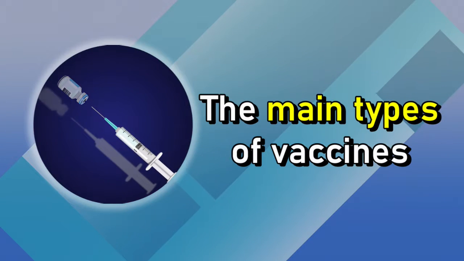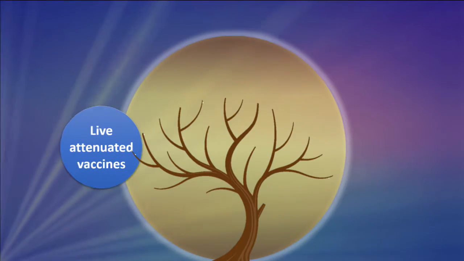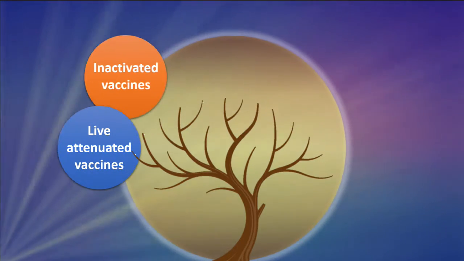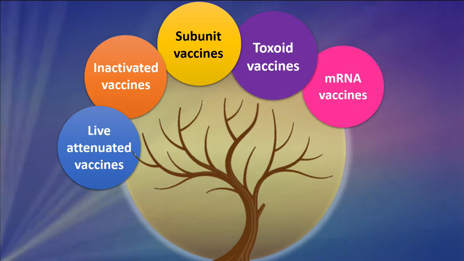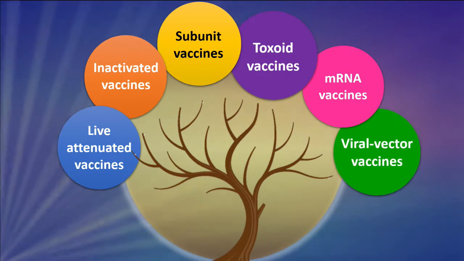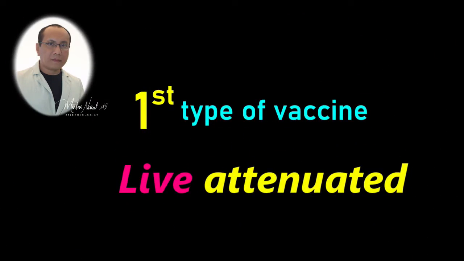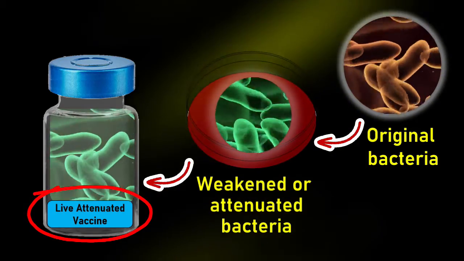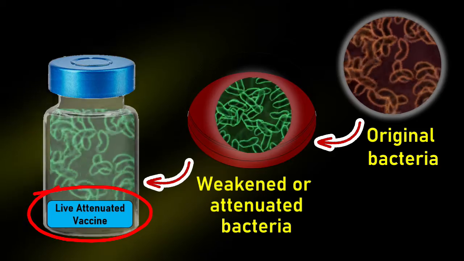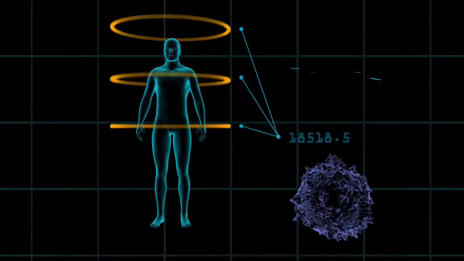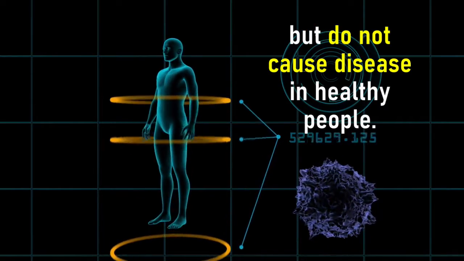The main types of vaccines that act in different ways are the following: live attenuated vaccines, inactivated vaccines, subunit vaccines, toxoid vaccines, mRNA vaccines, and viral vector vaccines. The first type of vaccine is live attenuated vaccine. Live attenuated vaccines contain whole bacteria or viruses which have been weakened or attenuated so that they create a protective immune response, but do not cause disease in healthy people.